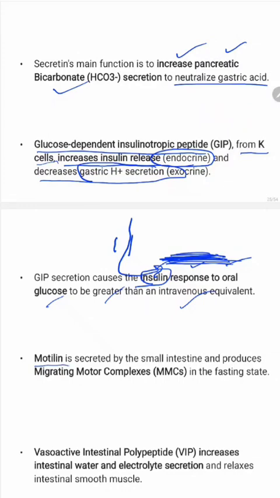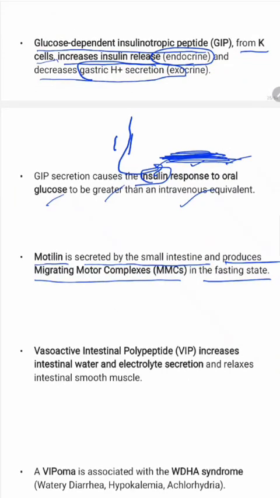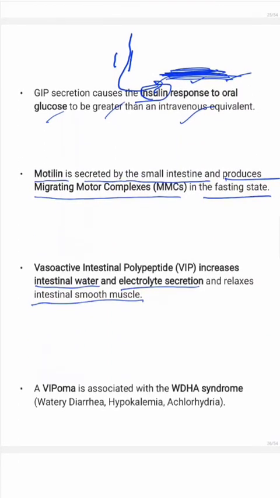Now, motilin. So, motilin is secreted by the small intestine and produces migrating motor complexes, MMCs, in fasting states. Now, VIP, vasoactive intestinal peptide. So, this increases intestinal water and electrolyte secretion and relaxes intestinal smooth muscle. Okay, so VIP increases water and electrolyte secretion in the intestine and it relaxes the intestinal smooth muscle.